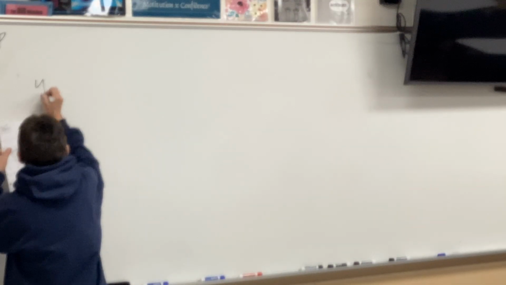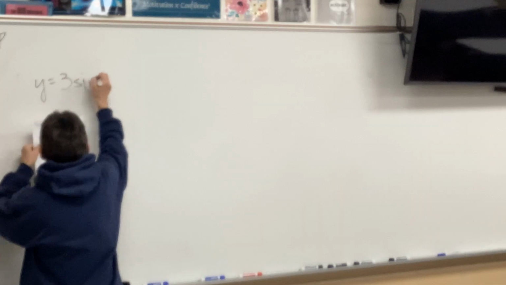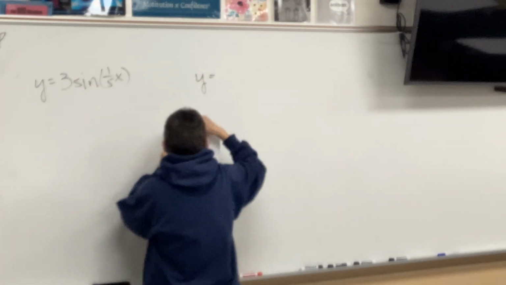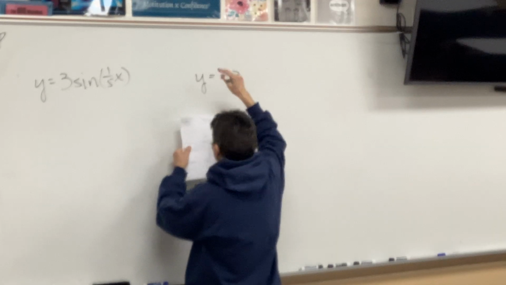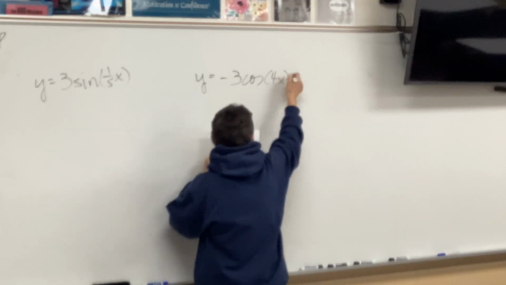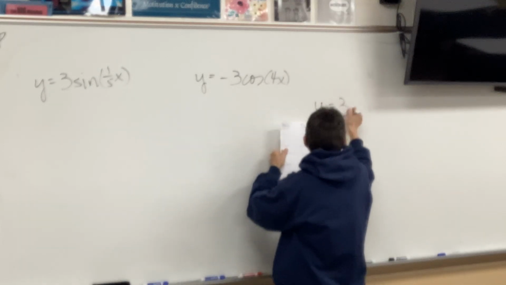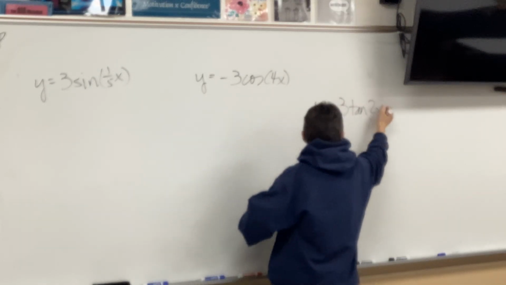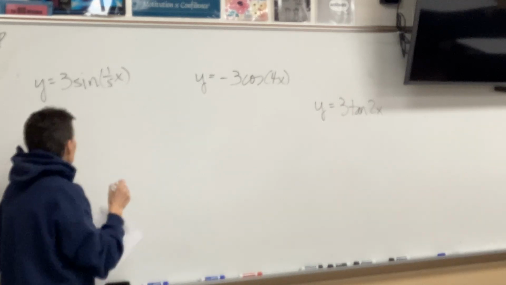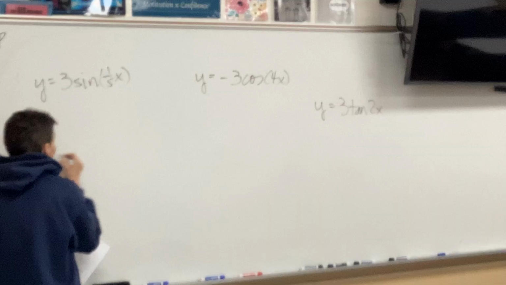We've got 3 sine 1/5 x and -3 cosine 4x and 3 tan 2x. All right, so here we go. We're going to sketch these, and we're going to list the period and the amplitude of each.